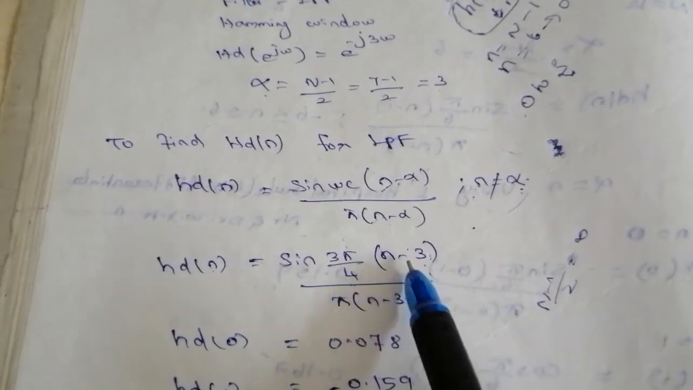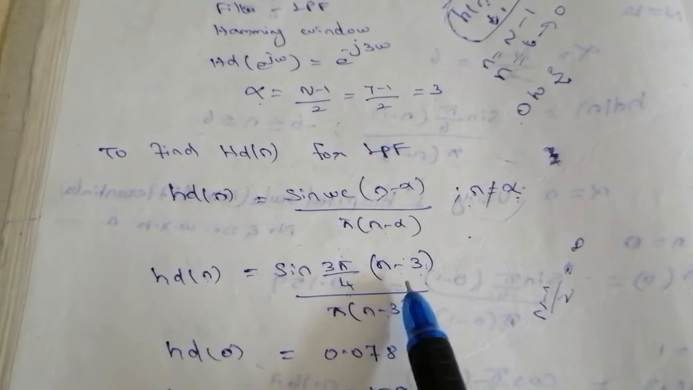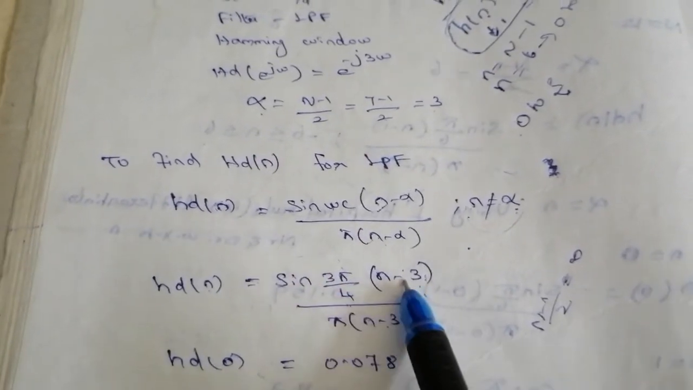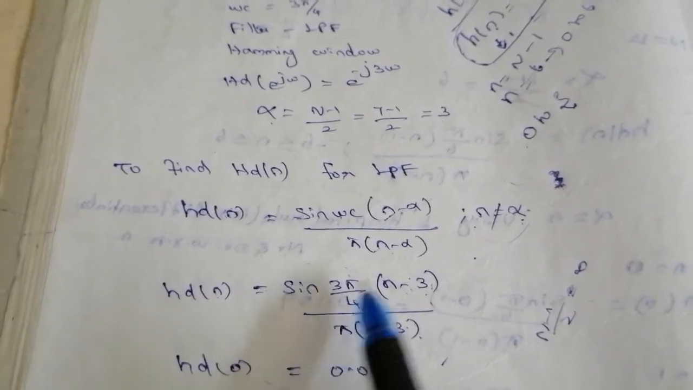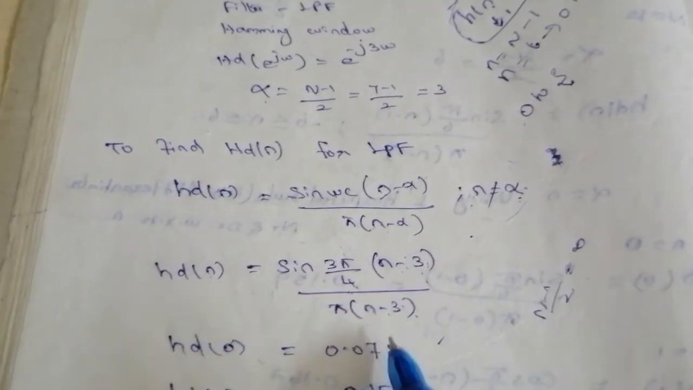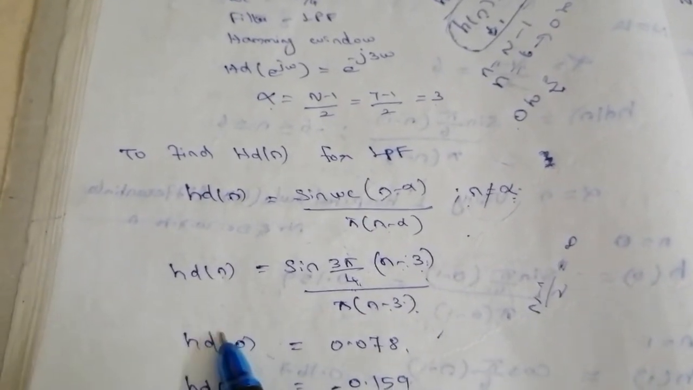So sin(3π/4) divided by (−3π) into −3. Using the calculator, multiply −3 into 3π/4, then take the sin value, then divide the answer by −3π. We get 0.7078.